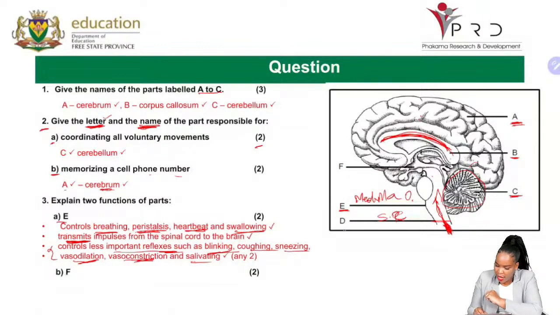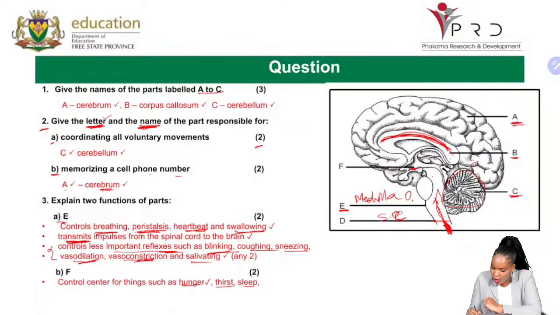Then let us take a look at F. So F is right here. Remember we spoke about F here. What is F? It controls the center for things such as hunger, thirst, and sleep. So your F is going to be your hypothalamus. And then just below the hypothalamus here, just where I'm drawing the circle, remember we spoke about this part, we said is what? The pituitary gland. But we are not talking about that for now. Let us look at the hypothalamus.